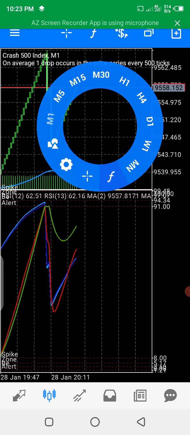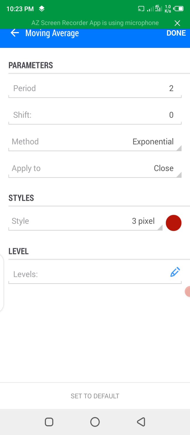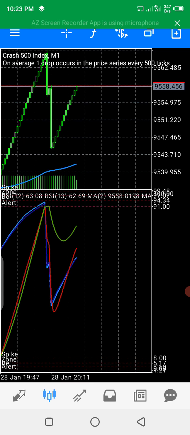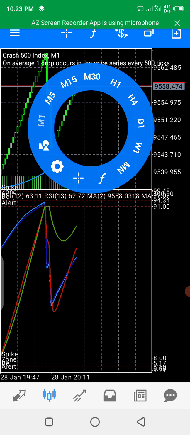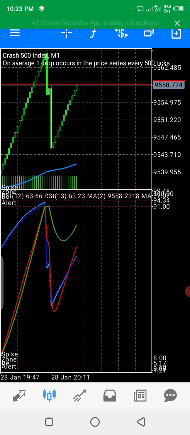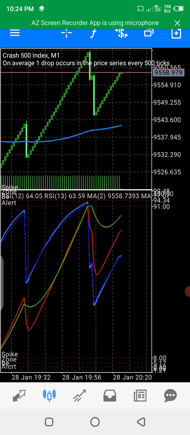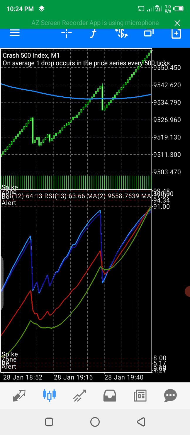Then we have the moving average 1. This is the setting. And we have the last moving average, which is this one. And that's the setting for the same. Once you complete setting up your trading platform, it will look like this.